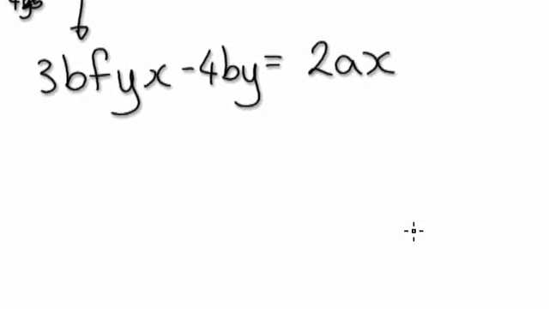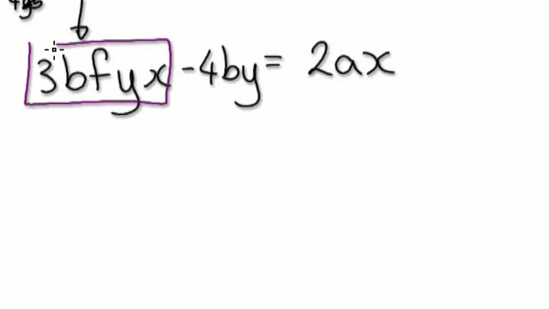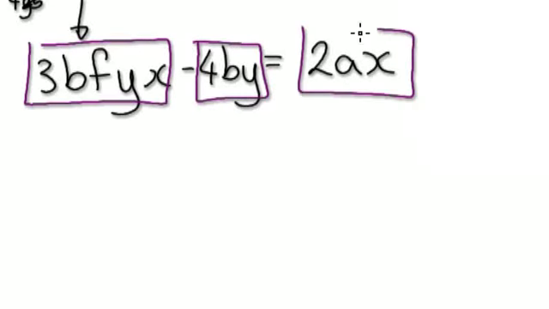2ax, and so now visualize it as this. You've got this block, take away this block, equals this block here. Try and get all the x's on one side. So here you've got x here, x here.